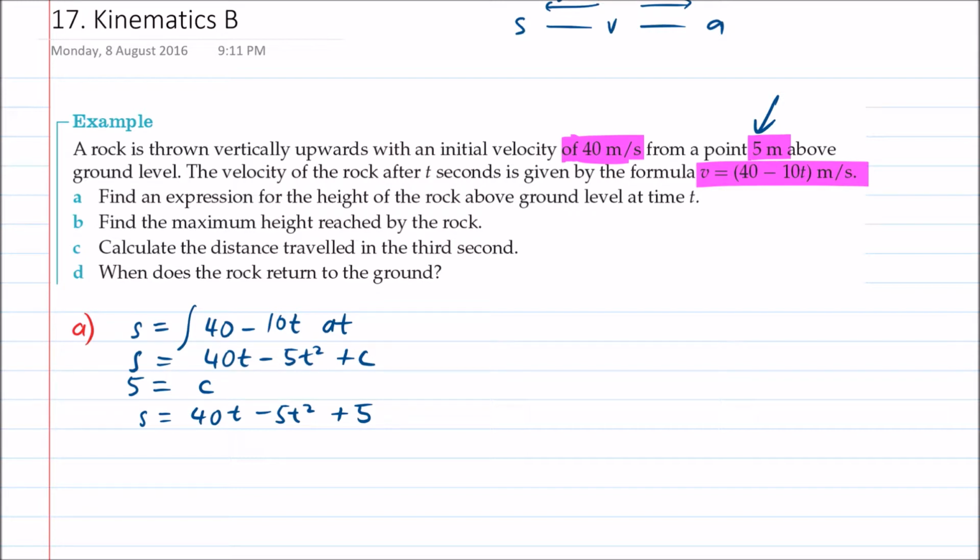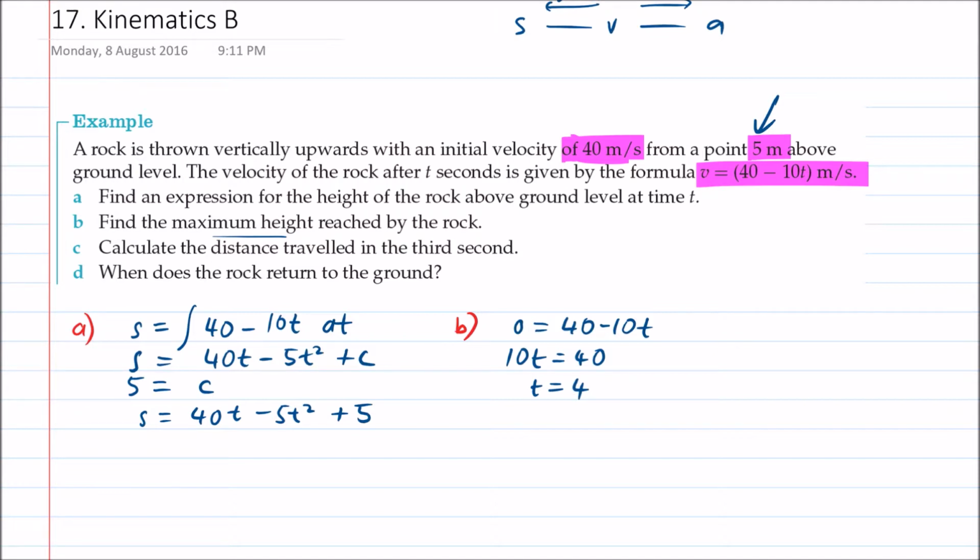Okay, question B, find the maximum height reached by the rock. So maximum height will occur when the velocity is 0, because if you can imagine, the rock will go up and its velocity will decrease until it reaches a pinnacle, and then it comes down again, and at that point the gradient is 0. Well, we just have to set the velocity equal to 0. So we'll go B, and we'll make velocity equal to 0, 40 minus 10t, and solve that for t. So 10t equals 40, so t equals 4.